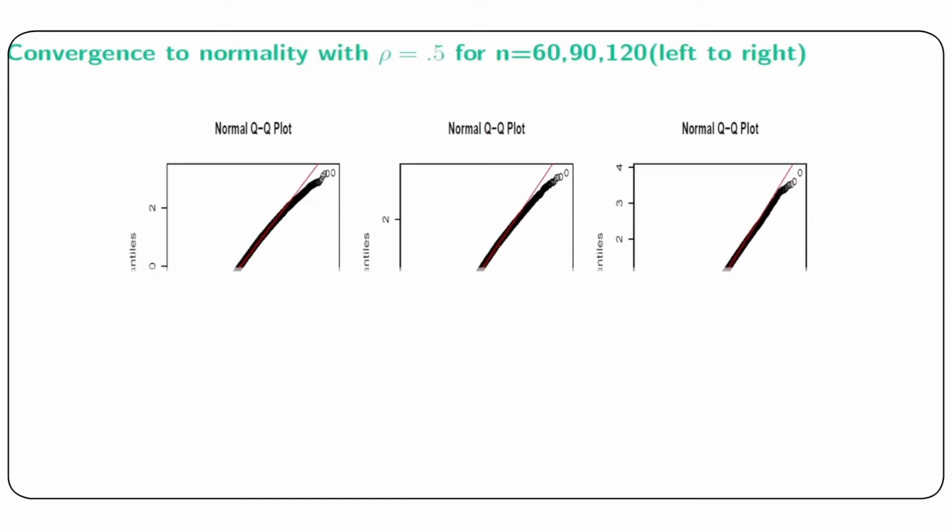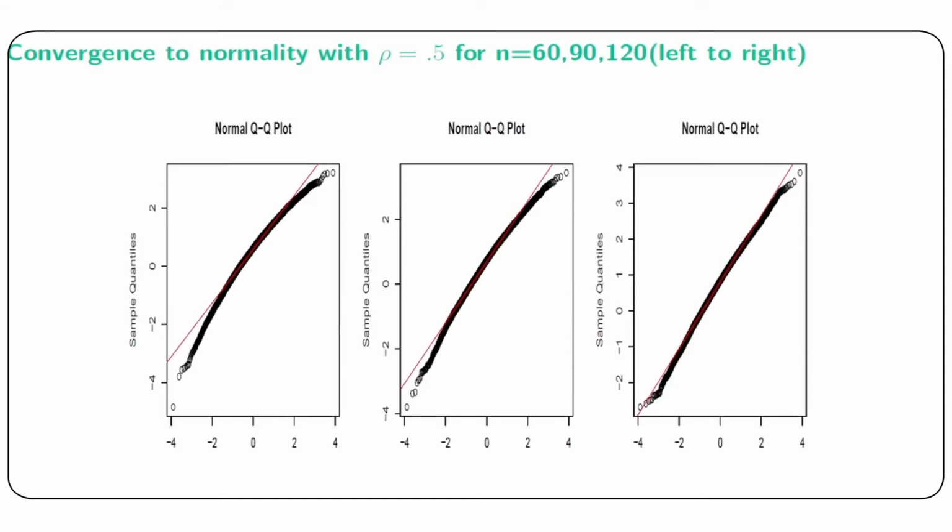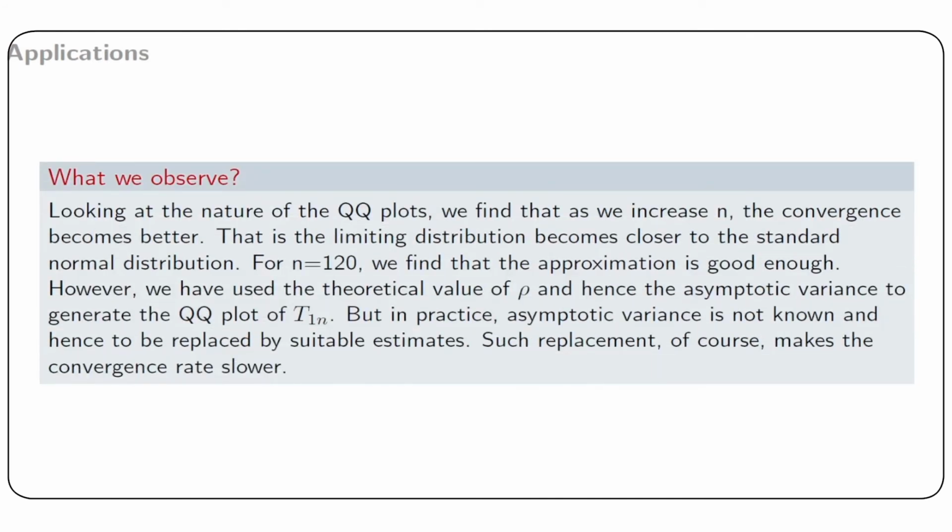So for rho equal to 0.5, we have considered 3 values of n, namely 60, 90 and 120, and for each value we have provided the normal QQ plot, and this can be found in this page. So looking at the figures, what do you observe? These QQ plots tell us that as we increase n, that is the sample size, the convergence becomes better. That is, the limiting distribution becomes closer to the standard normal distribution. For n equal to 120, we find that the approximation is good enough.